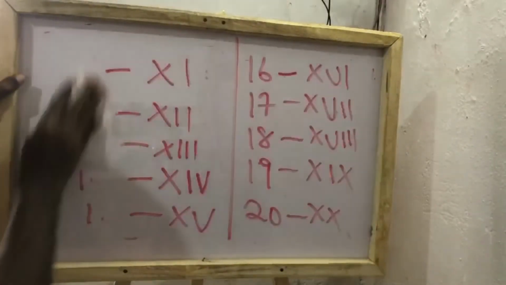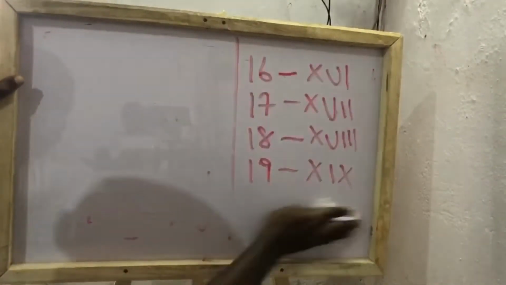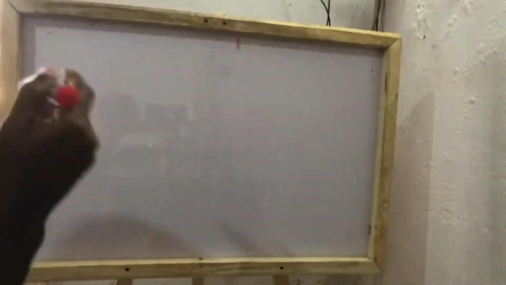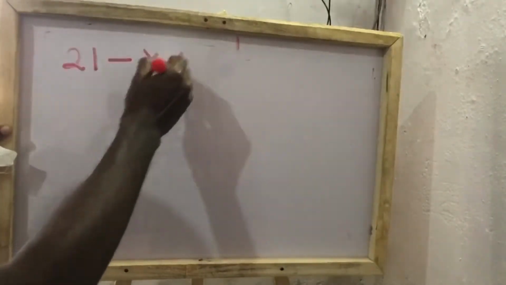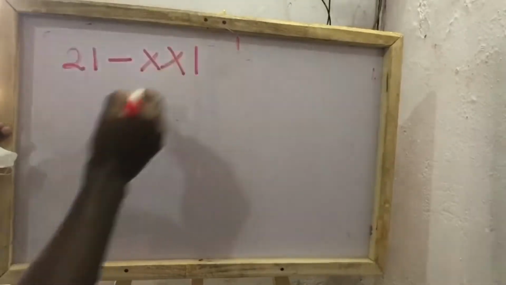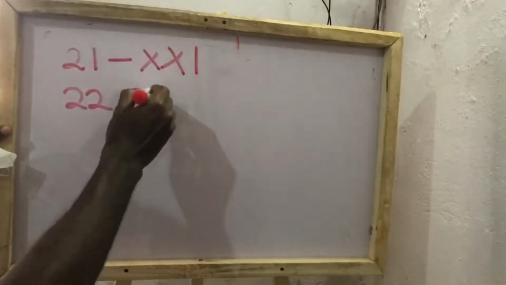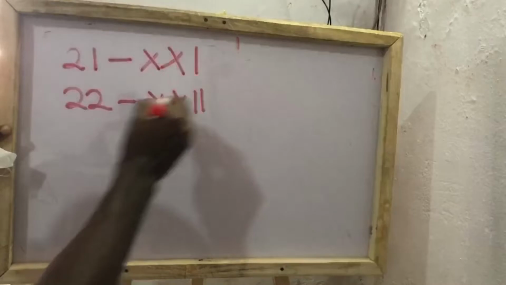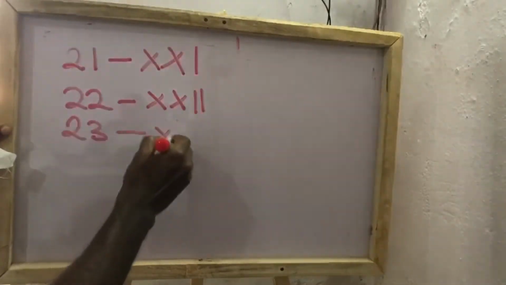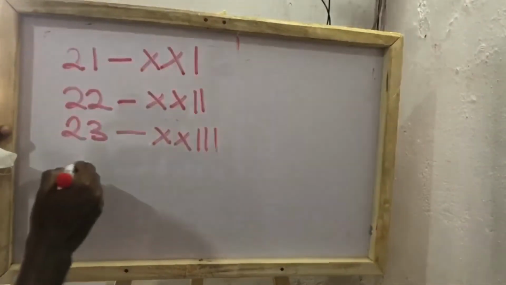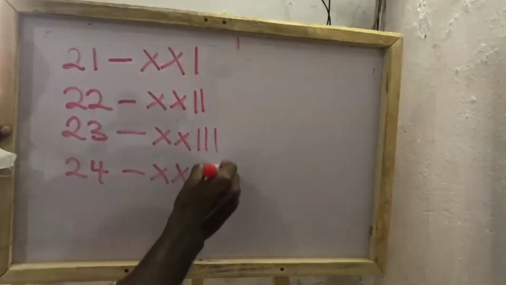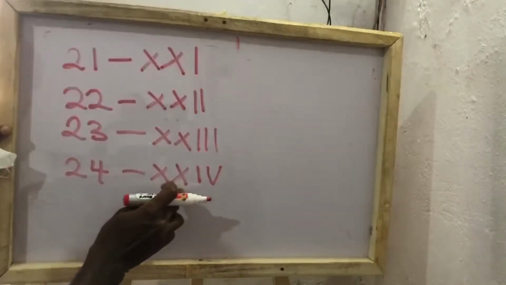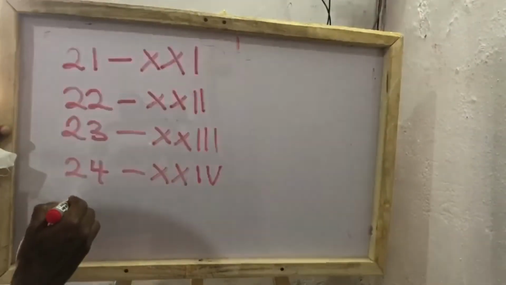So now 21 to 30. Now 21 will be XXI. 22 will be XXII. 23 will be XXIII. 24 will be XXIV. 10 plus 10, 20. IV is 4, that is 24.